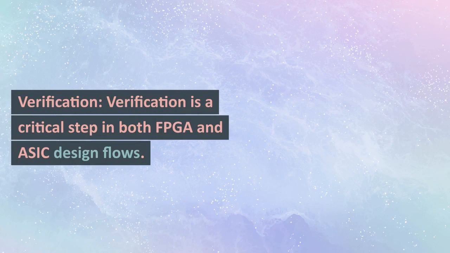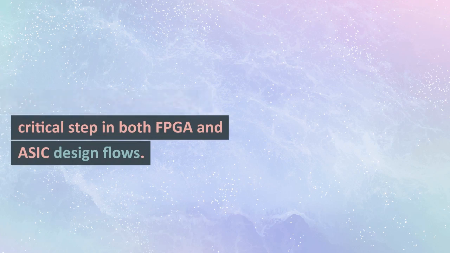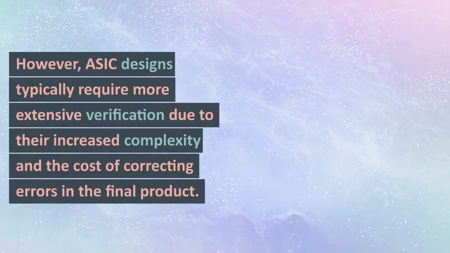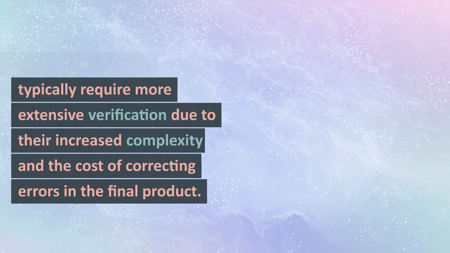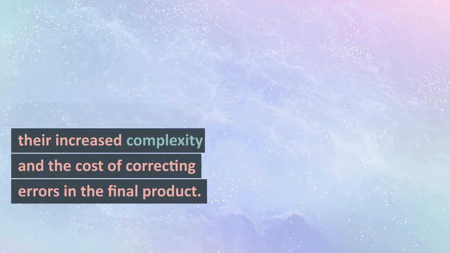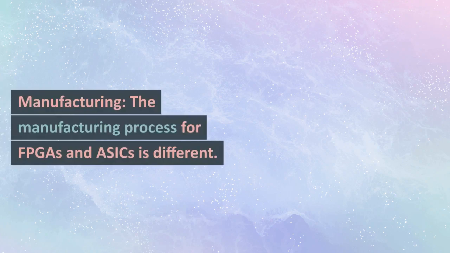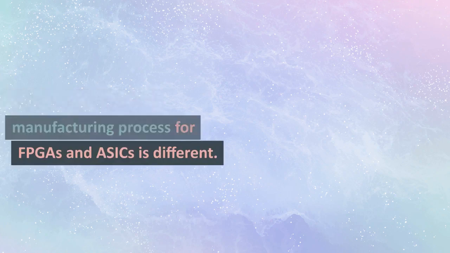Verification. Verification is a critical step in both FPGA and ASIC design flows. However, ASIC designs typically require more extensive verification due to their increased complexity and the cost of correcting errors in the final product. Manufacturing. The manufacturing process for FPGAs and ASICs is different.